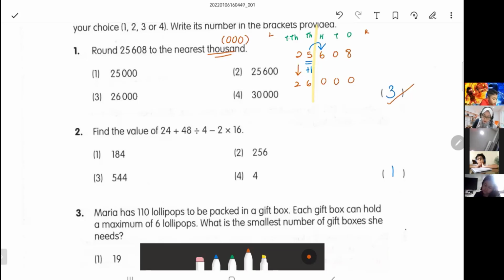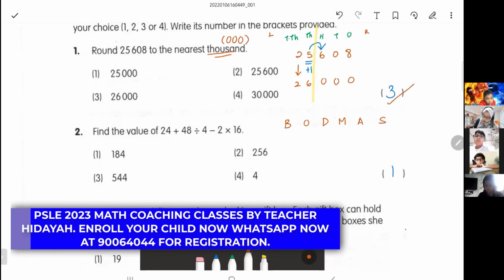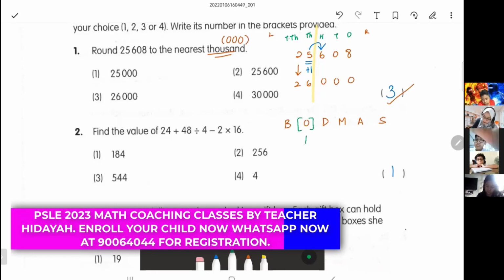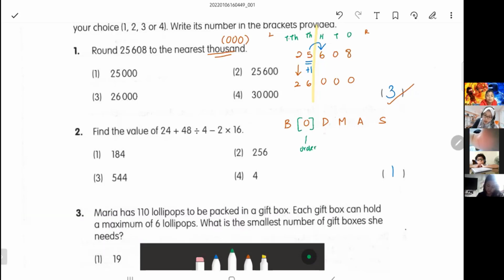Find the value of 24 plus 48 divided by 4 minus 2 times 16. What do we do? We use our rule, the order of operations. So brackets, order, division, multiplication, addition, subtraction. If I see division, I do division first, followed by multiplication, and then plus and minus. But if minus and plus come side by side, if minus comes first, then you do your subtraction first.